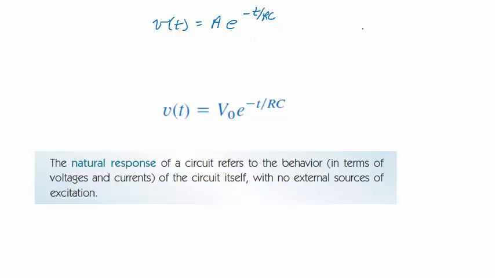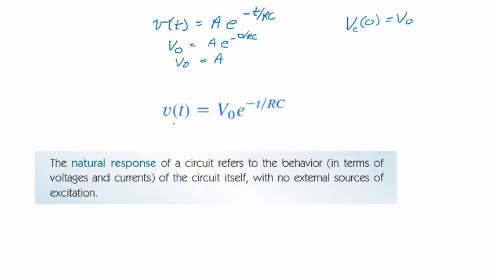Recall that we had some initial conditions, that v in the capacitor at time 0 was v0. So we are going to use these initial conditions in this equation to solve for our unknown constant. So v at time 0 is v0 equals a e to the minus 0 over rc. E to the 0 is 1, and we find out that v0 equals a.